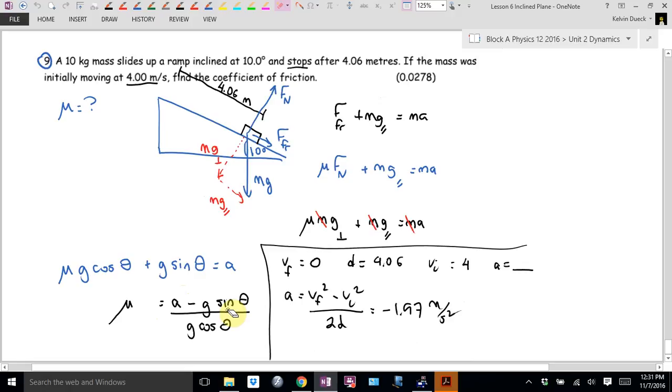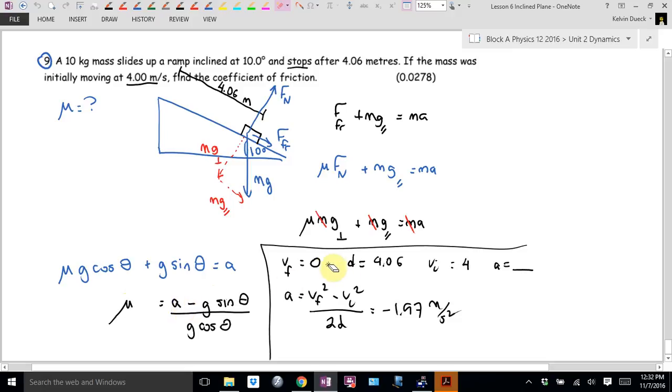Is that all right, Adrian? So good? Yep. I got the mu by itself, so I minus g sine from both sides, divide by g cos, and I said, now there's an expression for mu. I know g, 9.8. I know theta, 10. I said, I need a.